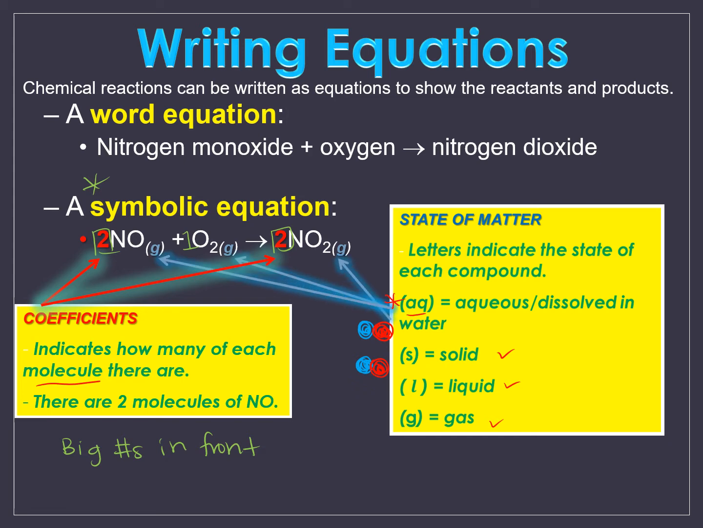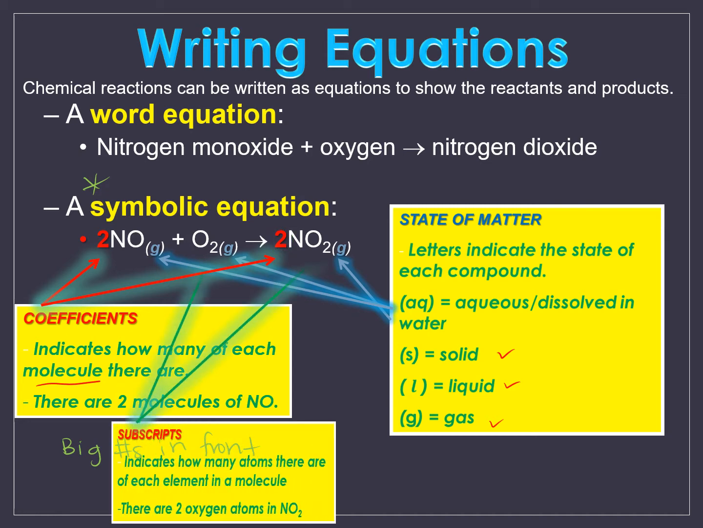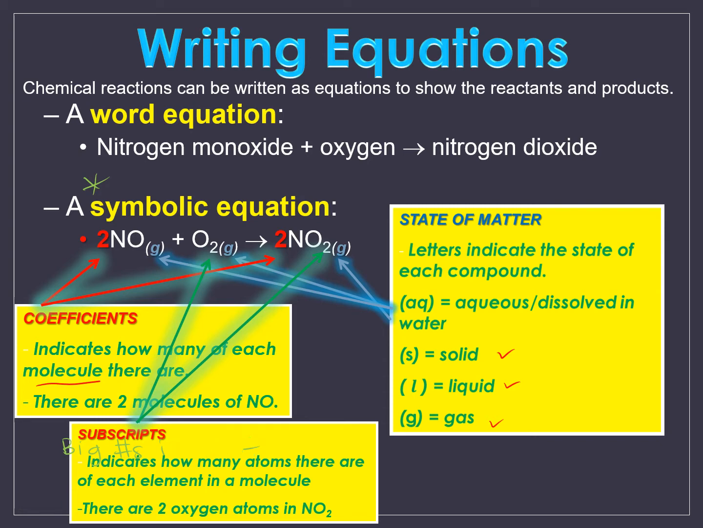On the left-hand side, you're going to see the term subscript. Coefficients were these big numbers in front. Subscripts are these little numbers at the bottom. So let's get rid of that bonus information and circle these right here. You see these little numbers, like the little 2. I don't see numbers on the N or the O, so those subscripts are the number 1. Subscripts indicate how many atoms there are of each element in a molecule.